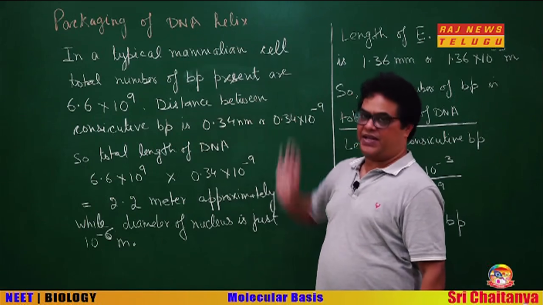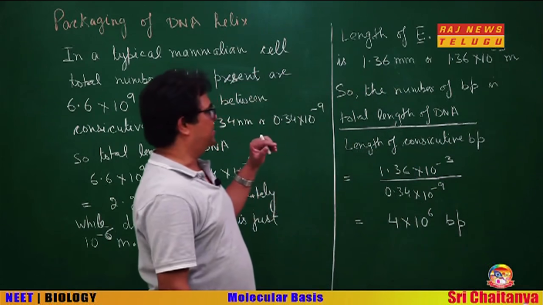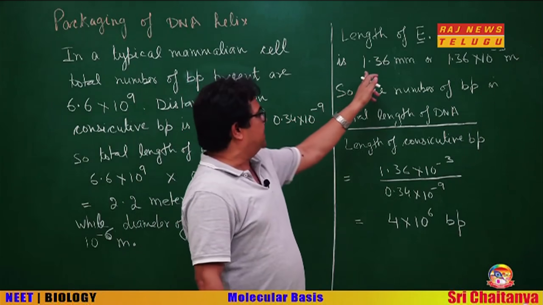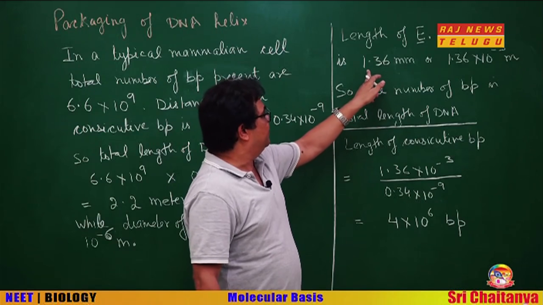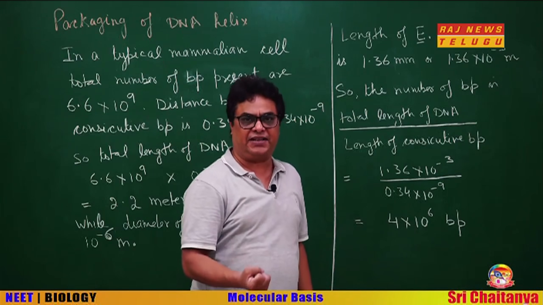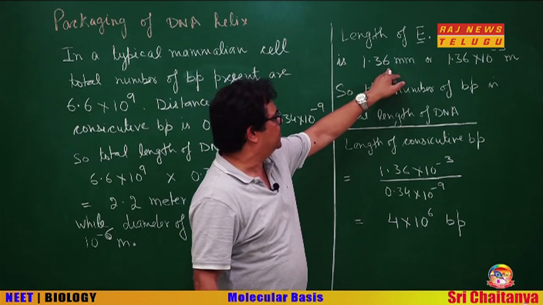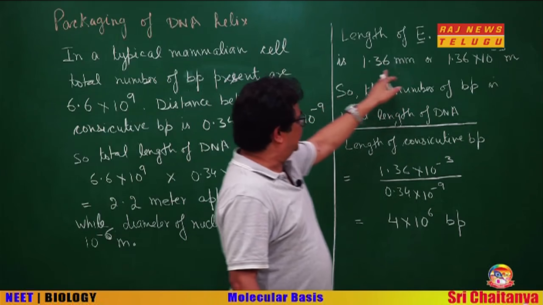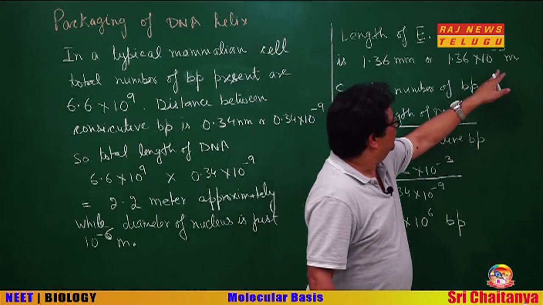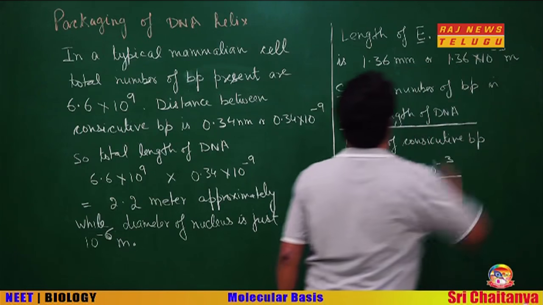This is possible by packaging, and it is not only in eukaryotic cells. Let us see prokaryotic cells also. A bacterial cell is very small, but in a bacterial cell the total length of DNA is 1.36 millimeter, which is much larger than the size of the bacterial cell itself. Now let us see how many base pairs can be present in this 1.36 millimeter long DNA. If we convert 1.36 millimeter into meters, it becomes 1.36 × 10^-3.